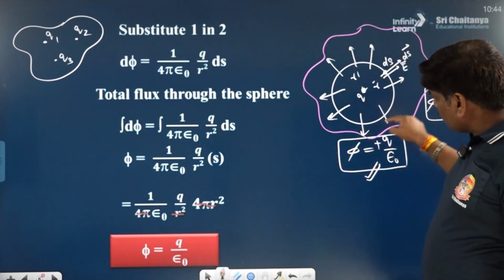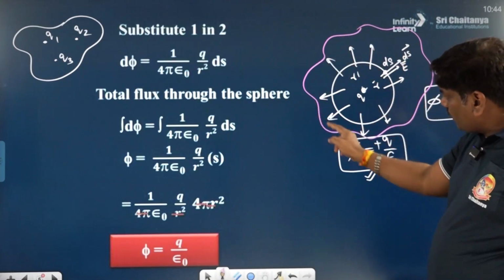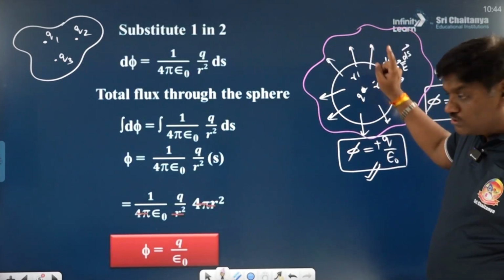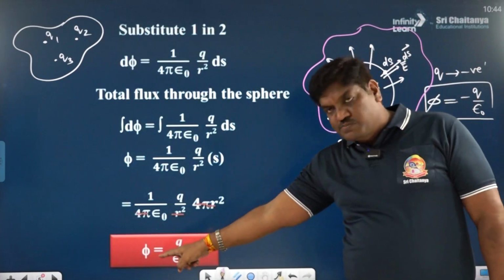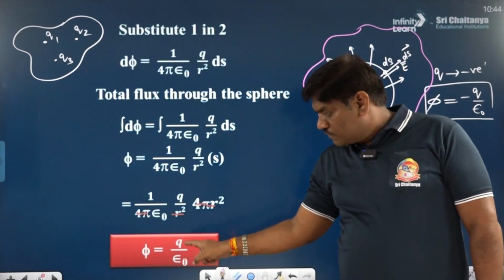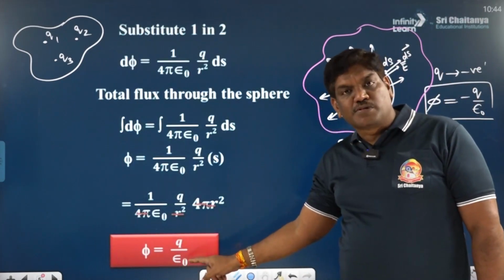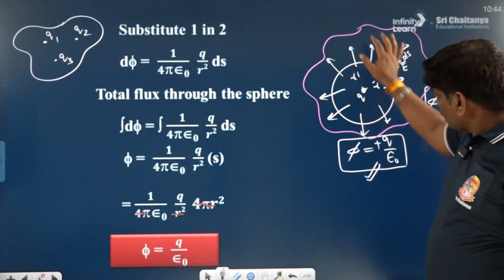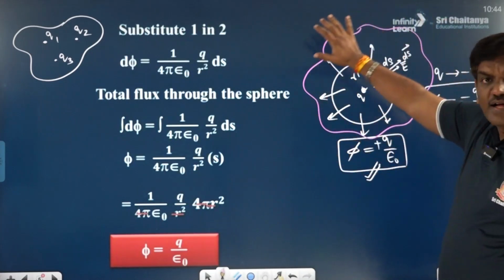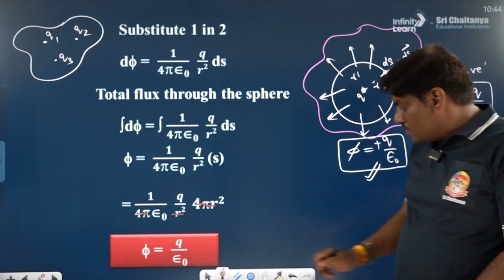That's why, if it is valid for this spherical surface, the same number of field lines is passing through this random surface also, and we will say the total flux passing through that random surface will be nothing but q inside by epsilon naught. You understand this point? So it is valid for the random surface also.